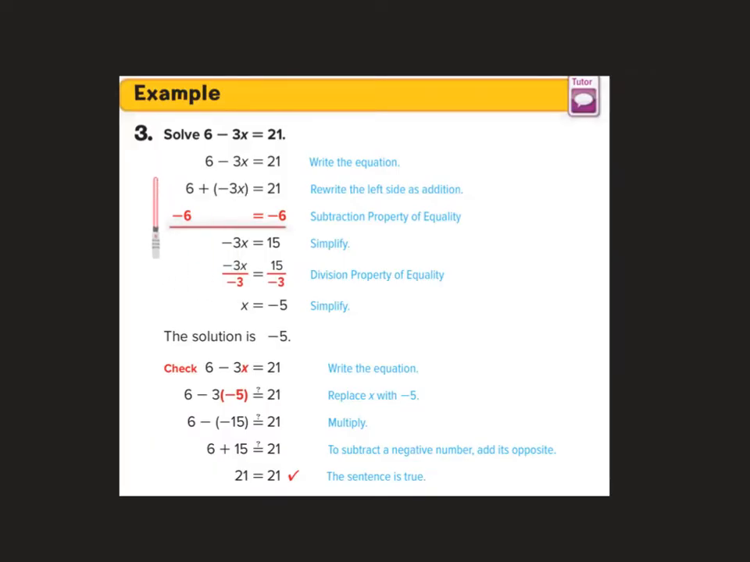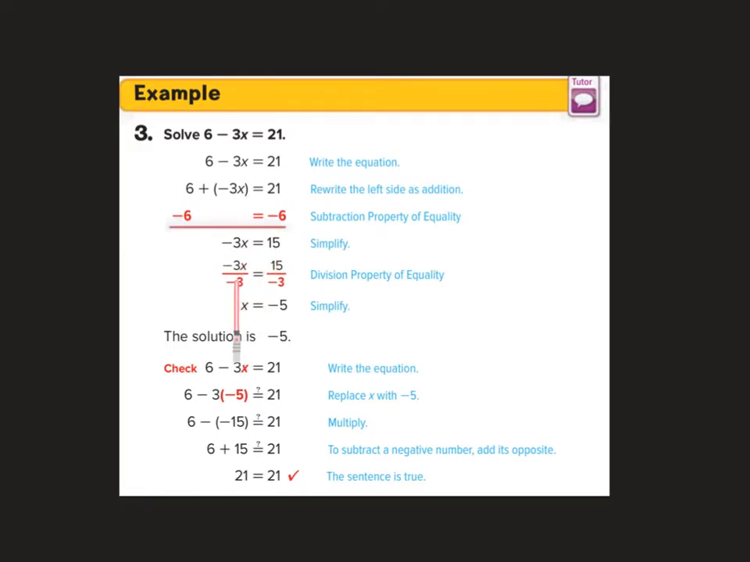So let's take a look at an example for review. Here we've got the equation 6 minus 3x equals 21. For our first step, I always like to rewrite the equation, and then we have to look at what we have to add or subtract to get x alone. Right now we've got a positive 6 being added to negative 3x, so we're going to subtract 6 from both sides of the equal sign. These two will cancel. It'll leave us with negative 3x is equal to 15.